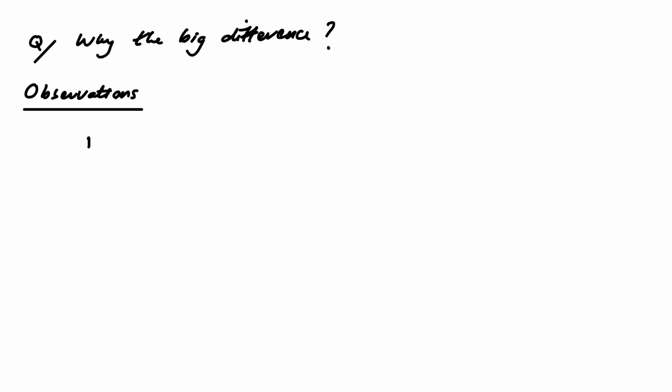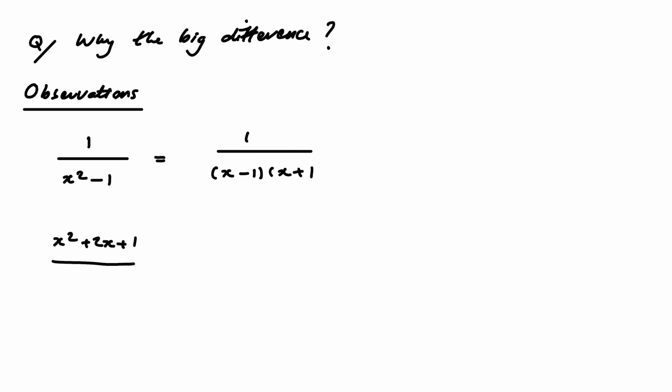So the first guy we had was 1 over x squared minus 1. The top doesn't really factor, just leave it as 1. The bottom is x minus 1 times x plus 1. And the second guy was x squared plus 2x plus 1 divided by x plus 1. And here when I factor everything, I get an x plus 1 squared divided by an x plus 1.